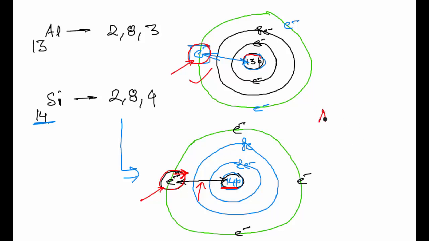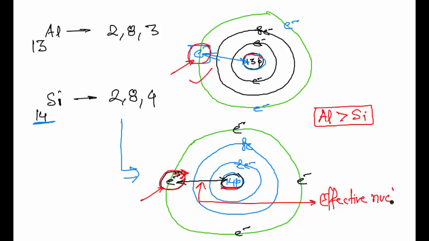That means the size of aluminium is greater than the size of silicon, and it is there because of a term. What is the term? You can write effective nuclear charge. That is your effective nuclear charge in case of silicon. That is, the effective force of attraction by the nucleus on the outermost electron is more in case of silicon. So you can write it as effective nuclear charge.